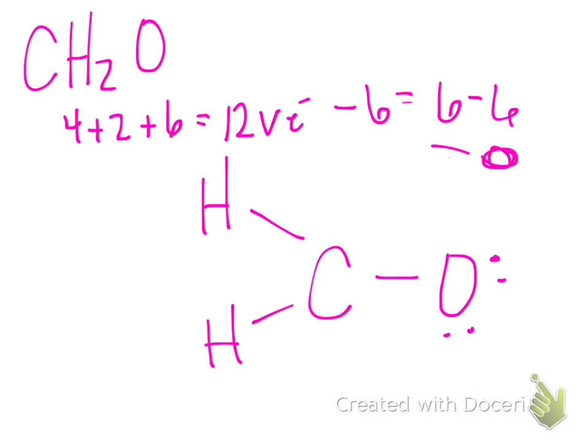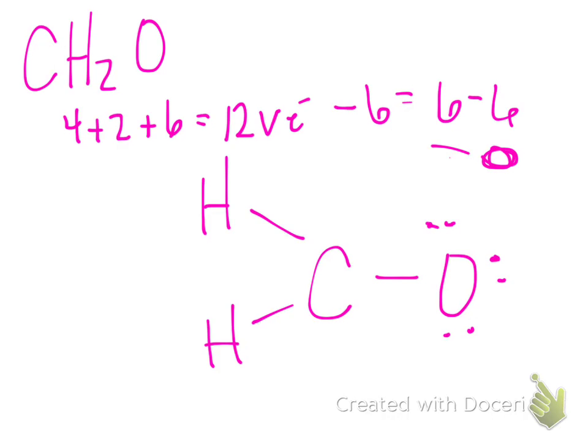Okay, so let's say we put our other set of electrons here. Now we've got 2, 4, 6, 8, 10, 12. We've used all of our electrons. Now let's check our octet. Is oxygen's octet good? Is carbon's octet good? No. So that doesn't work.